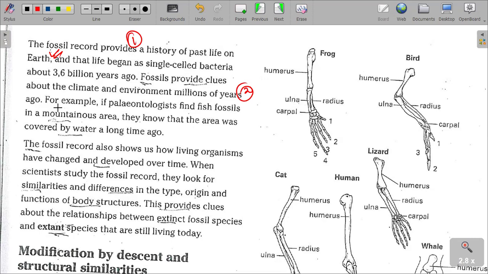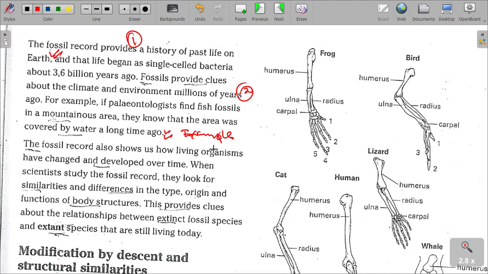For example, if paleontologists find fish fossils in mountainous areas, they know that the area was once covered by water a long time ago. Do you see what we are talking about as an example in this regard? We are saying paleontologists can find fish fossils in mountainous areas. They therefore know that the area was covered by water some millions of years ago, which can also be explained as environmental or climate change.